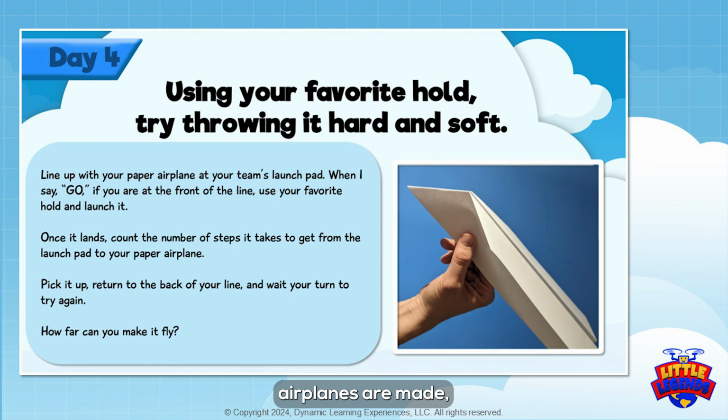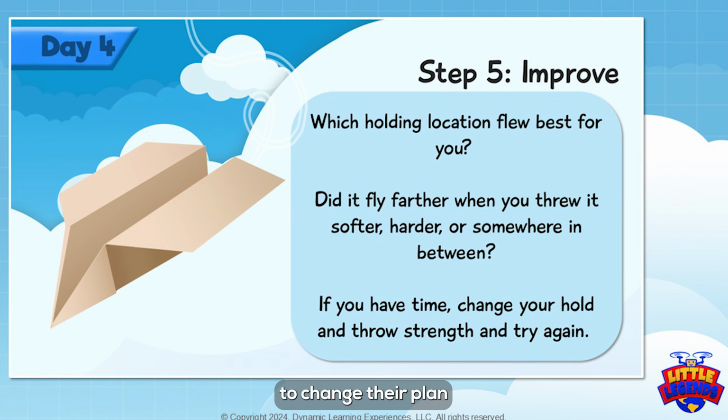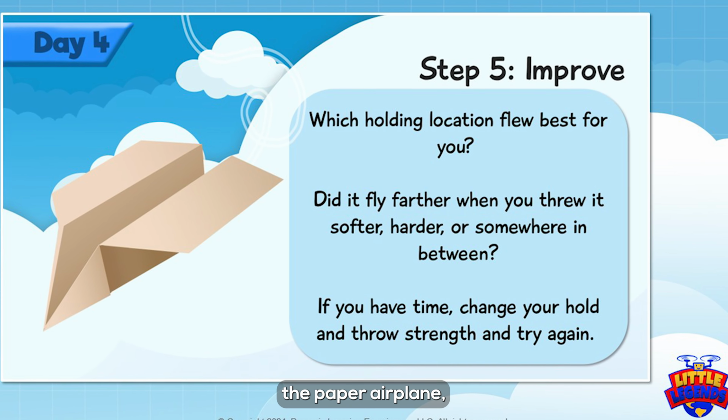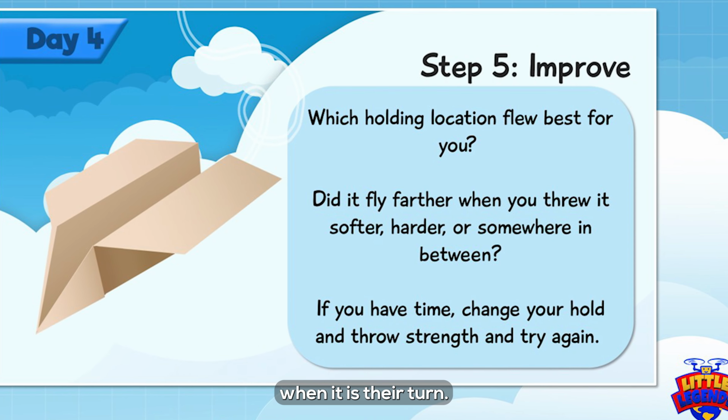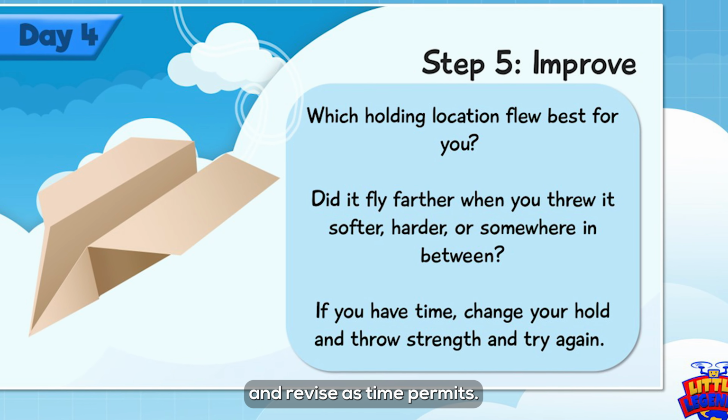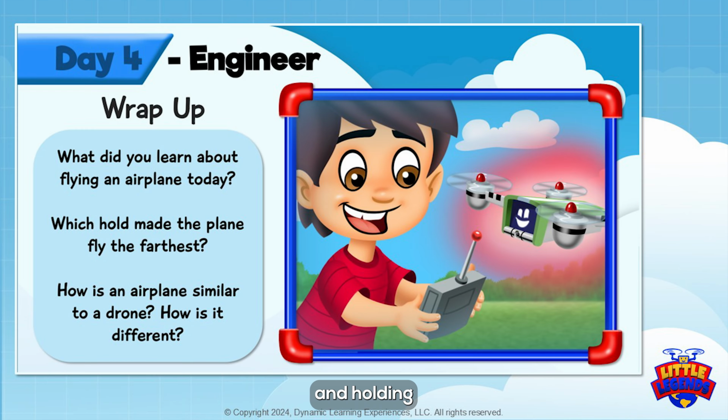Once the students' paper airplanes are made, ask each student to make a plan for how to hold the paper airplane when throwing it. Students will test their planes in this step. In the last step, ask students to change their plan for how to hold the paper airplane and then test it again when it is their turn. They can continue to test and revise as time permits. Wrap up the day by cleaning up and holding a class discussion using the blue lesson slides.